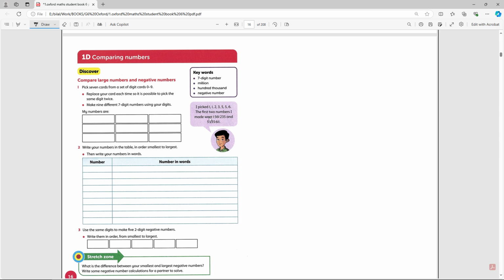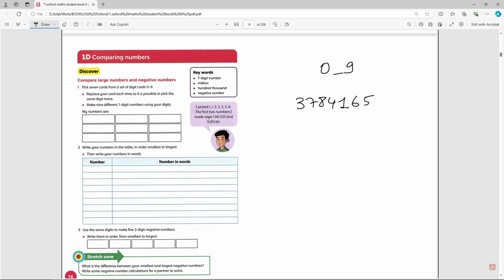Here you're going to find numbers of 7 digits. Pick 7 cards from, always we pick from 0 to 9. And then pick a number, 7 cards, which is a number of 7 digits. Make 9 different 7-digit numbers. If you remember, we did this one. For example, 3, 7, 8, 4, 1, 6, 5, the first one.